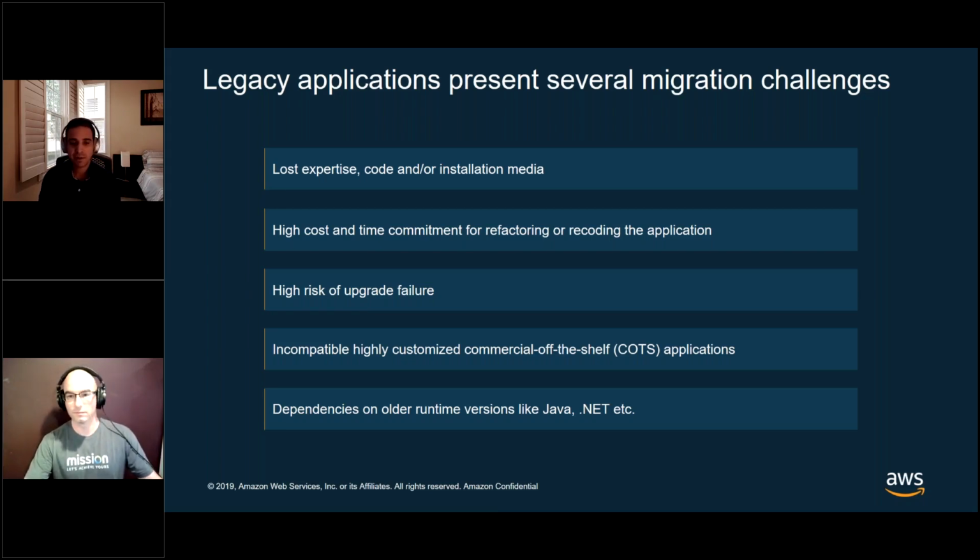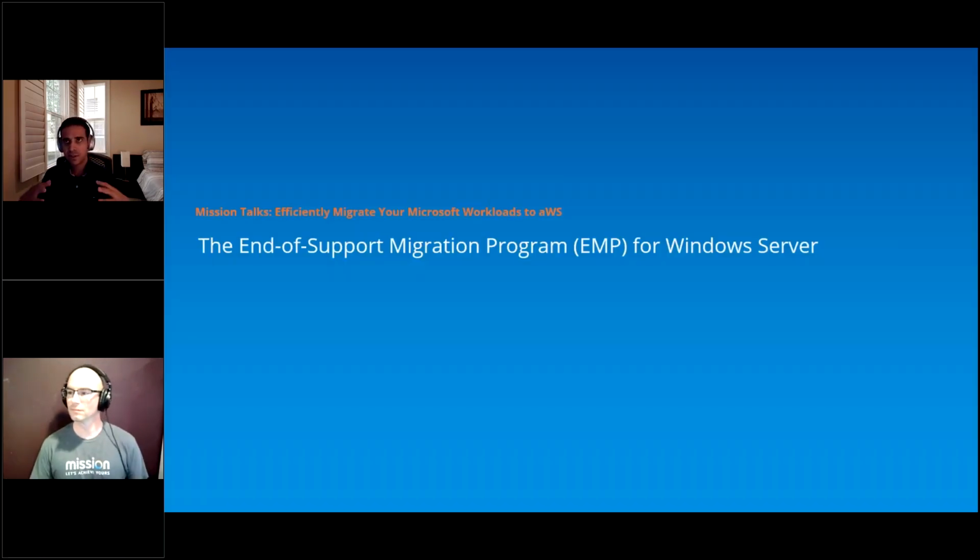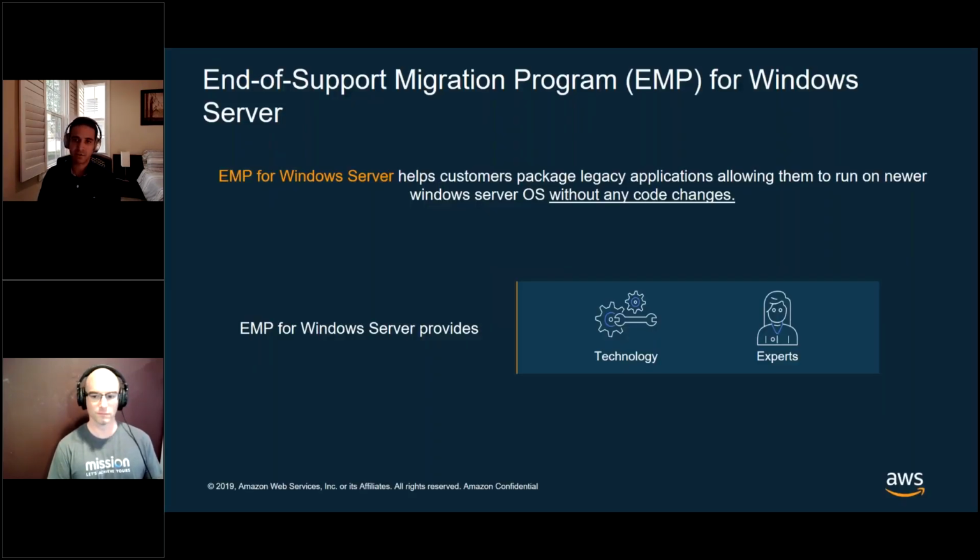And then finally, the dependencies we have on the older runtimes, it could be Java related or it could be .NET related, also prevent customers from upgrading the applications to a new version of Windows. So keeping all these problems in mind, we launched the end of support migration program for Windows Server last year at our re:Invent conference. We were basically trying to solve these problems for customers. And that's basically what this program does.